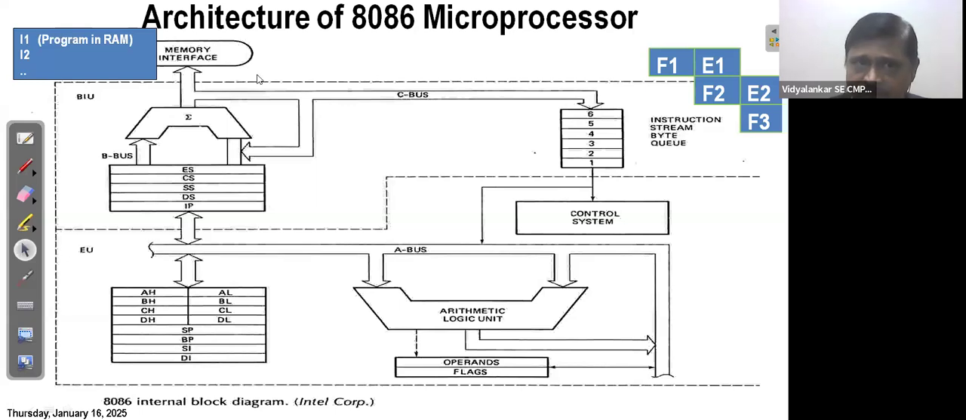I have kept the symbols as they are because this is a copyright diagram of Intel, so no changes are possible. So this is my RAM, and let us assume we have stored some program in this RAM with instructions I1, I2, and so on.